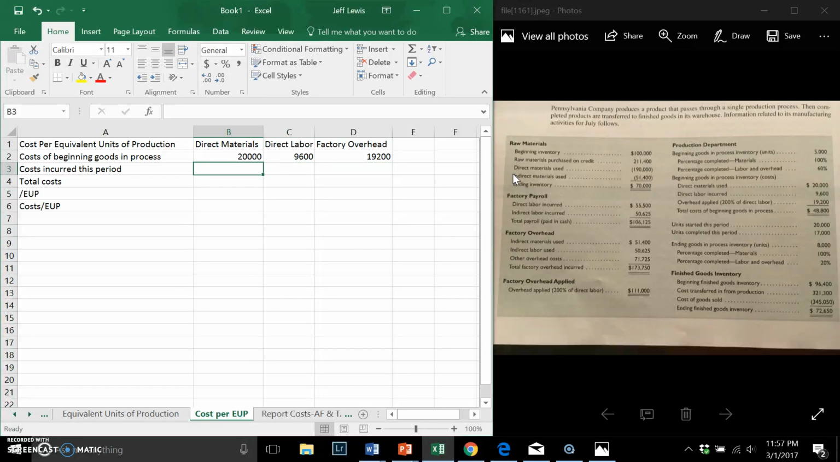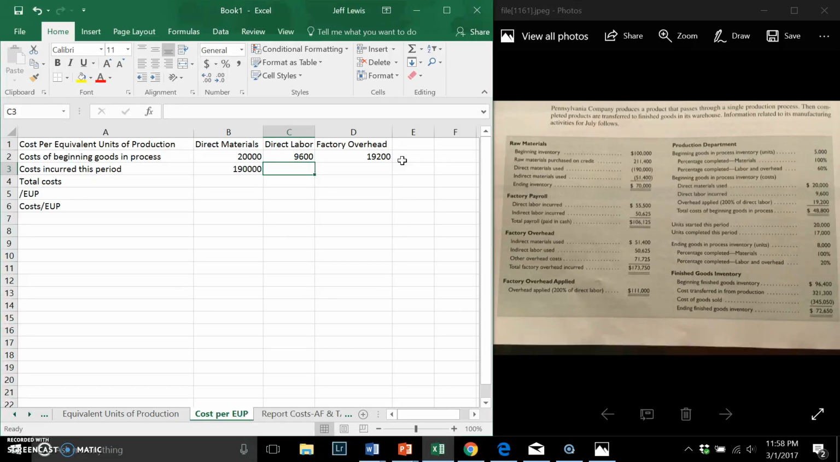So costs incurred this period is the next step in creating the cost per equivalent units of production table. And to do this, we need to take 190,000, which is the costs incurred this period, and we need to add that to the direct materials. And so you can find that number right here under direct materials used, 190,000.